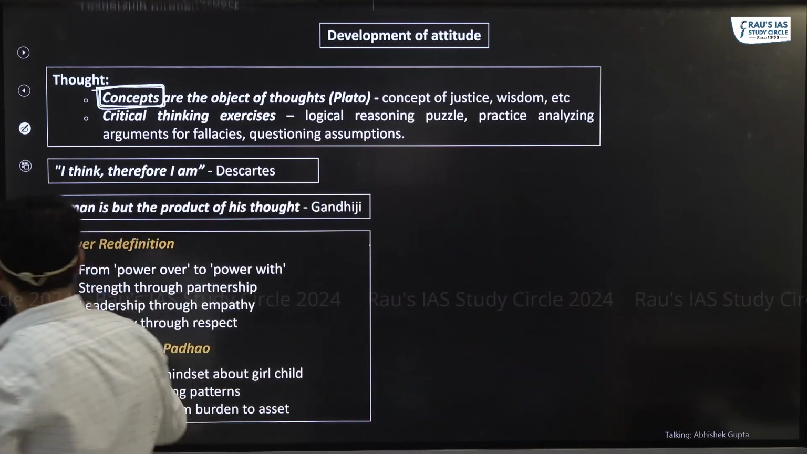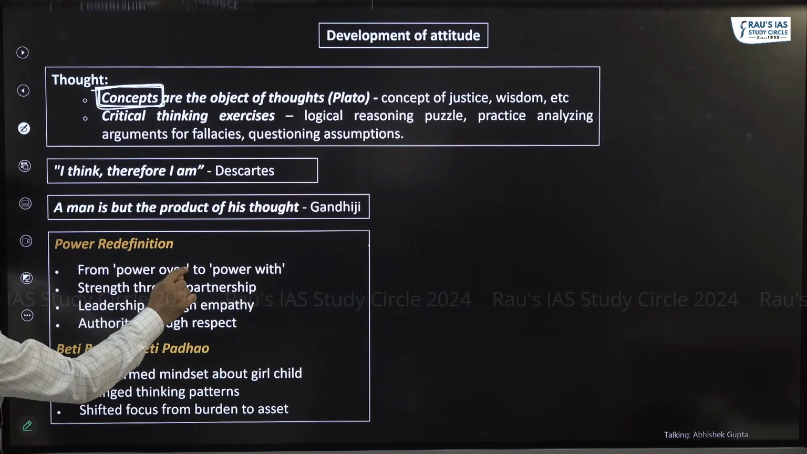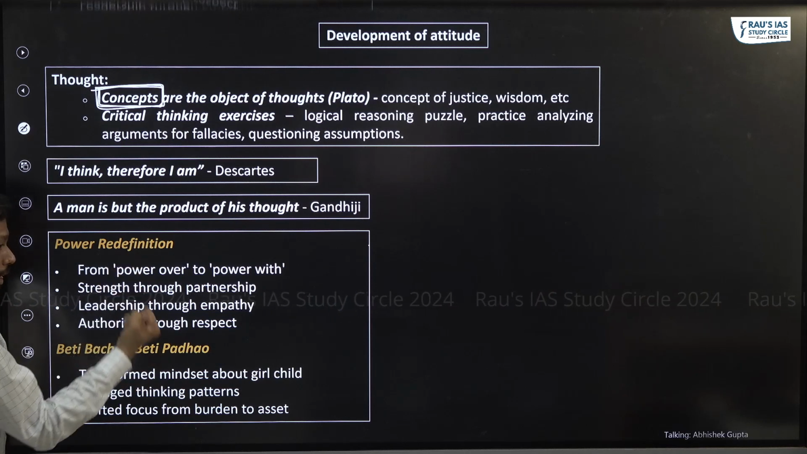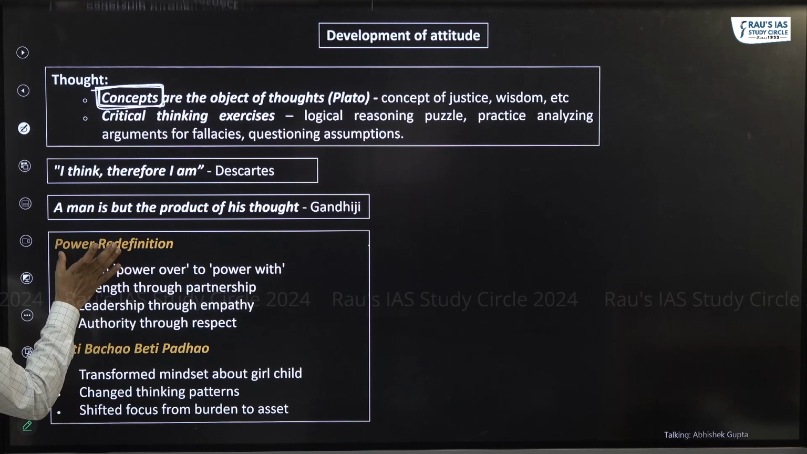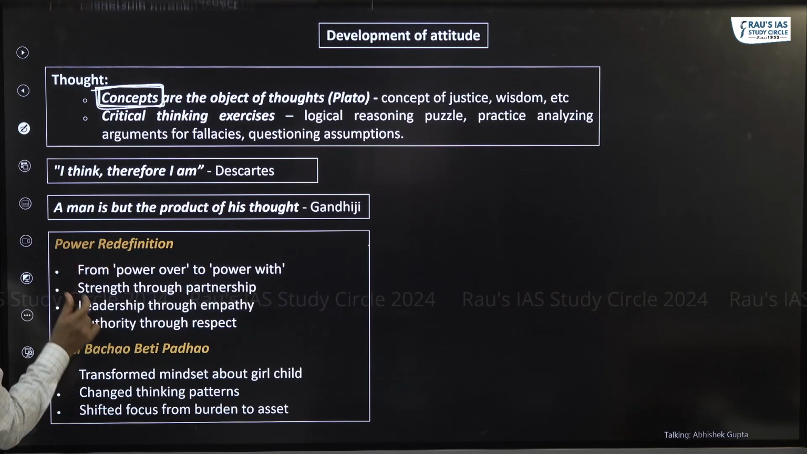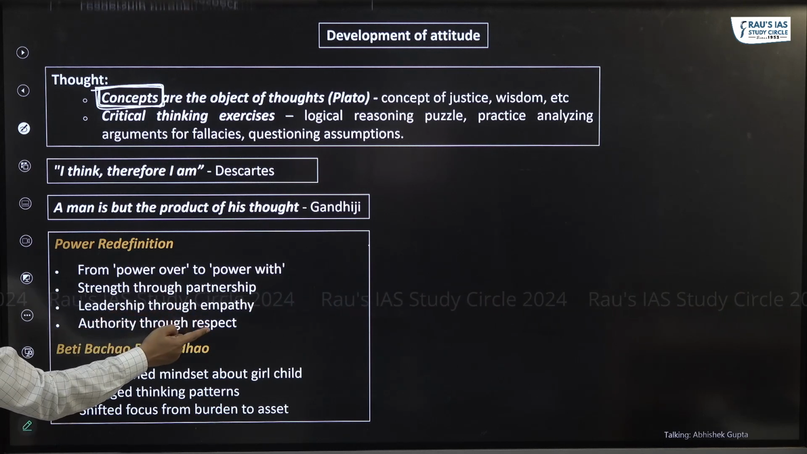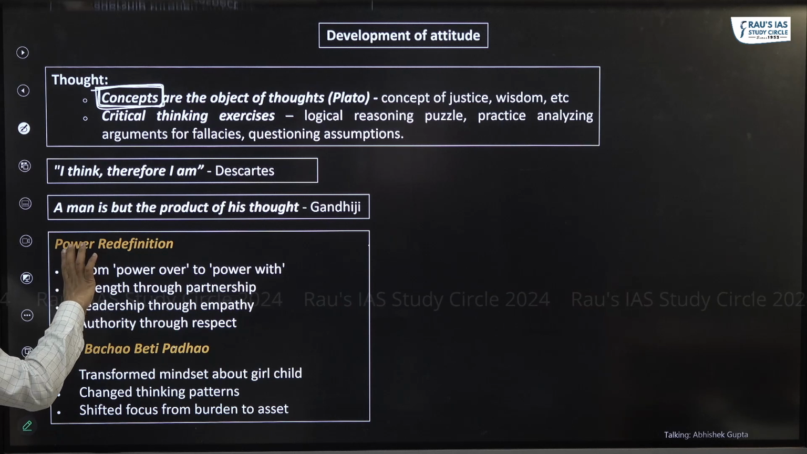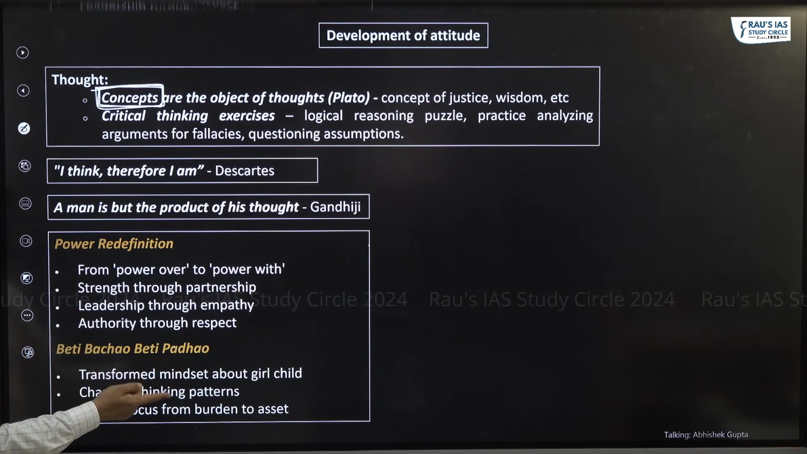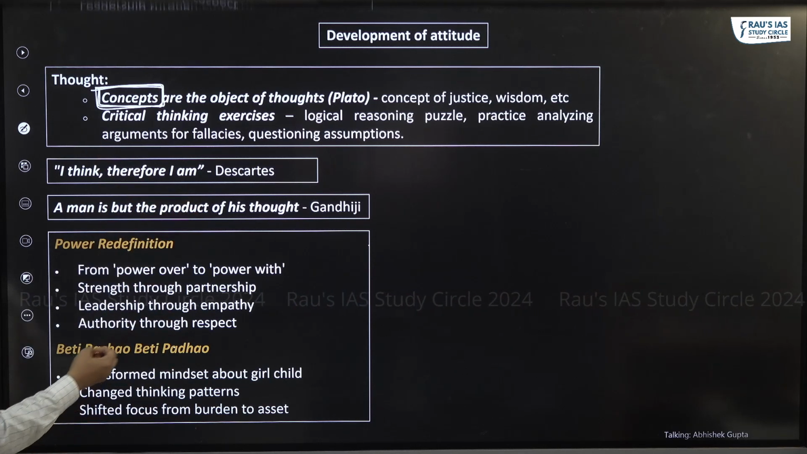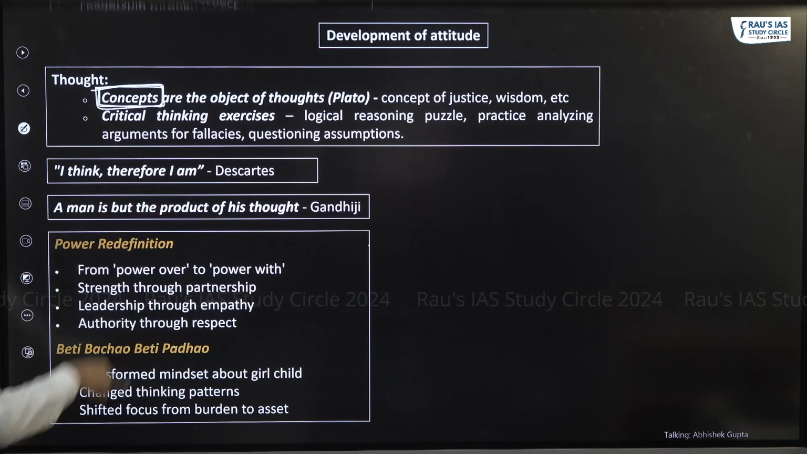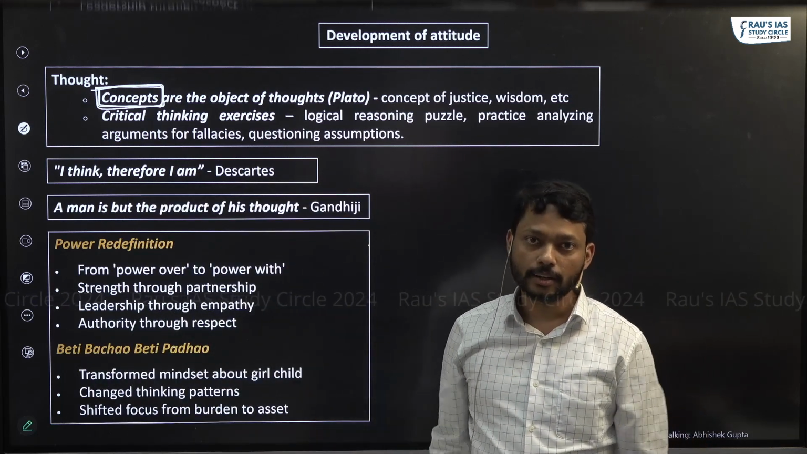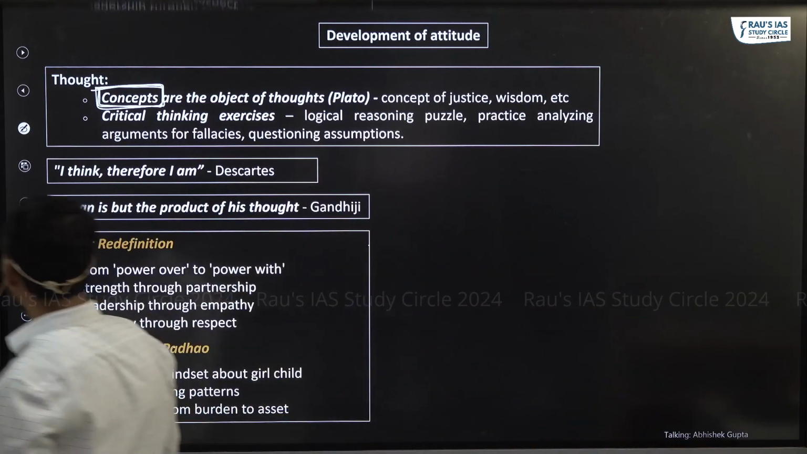And the concept you can develop by redefining power: from power over to power with, power over women to power with women. Power within men and not power over anybody. So redefine the understanding of power, the concept of power for men: strength through partnership, leadership through empathy, authority through respect. This is redefining the essence of power. You can develop this as a concept and popularize it so that men absorb these concepts, and these concepts become the object of the thoughts of men. This is the first thing that needs to be done to change the behavior. Unless society develops concepts, they are not going to occupy the thoughts of people, and behavior will not change.